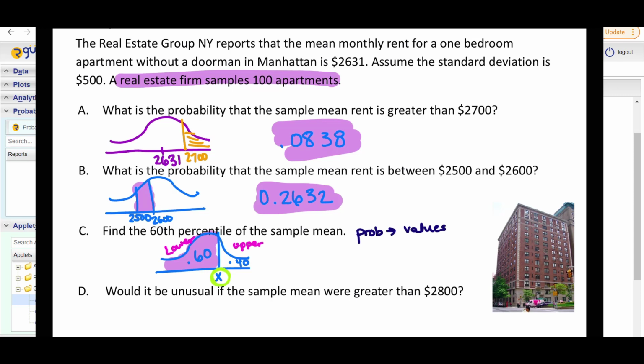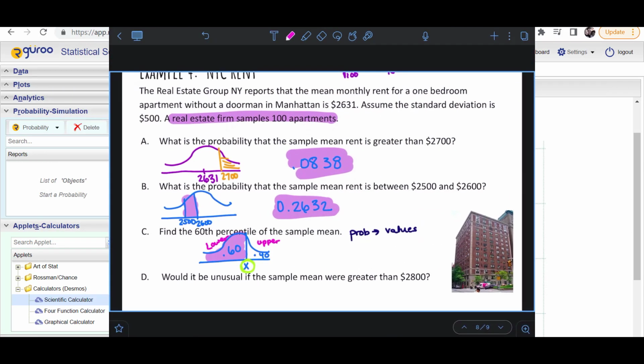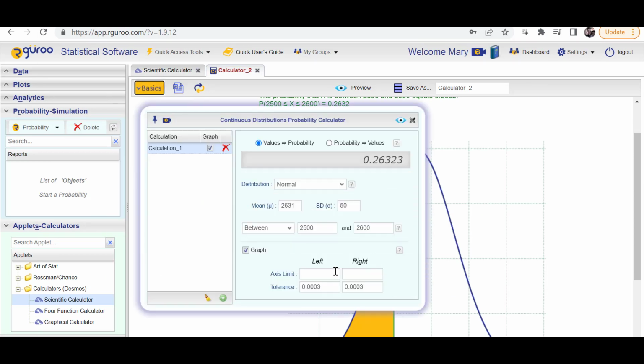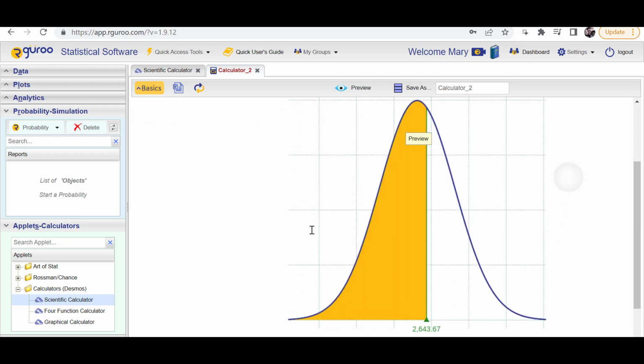The mean is still 2631. Standard deviation is still 50. Sorry about that, wrong thing. Clicking over here. Basics. Mean is still 2631. Standard deviation is still 50, but you want to choose probability to values this time. And we're doing lower tail, which is 60%, so you have to put it in as a decimal, 0.60. And we get 2643.67 as the boundary that separates the lower 60% from the upper 40%, which is the 60th percentile.